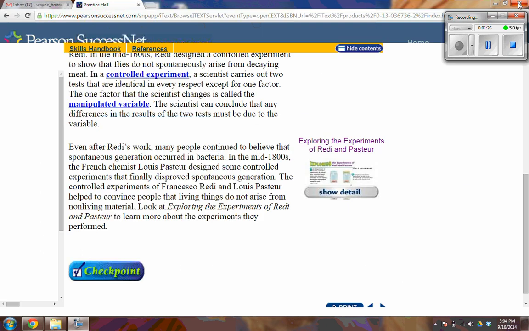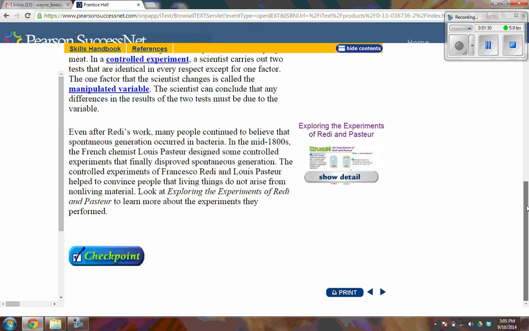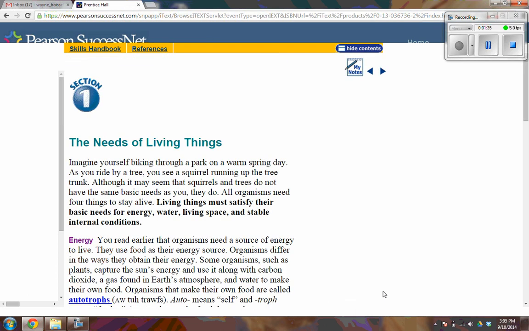Alright, so let's close this. Not going to do the checkpoints. Get to the next page. Needs of living things. So far we've talked about characteristics of living things. Notice this heading is large in green, like characteristics of living things. So this is a large heading, and it should show up that way in your notes.